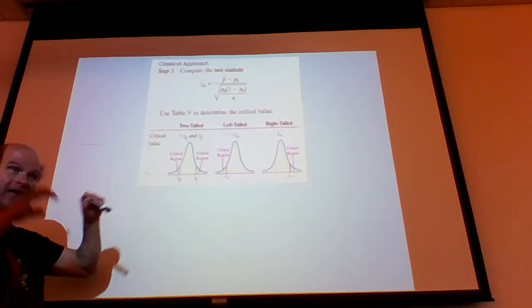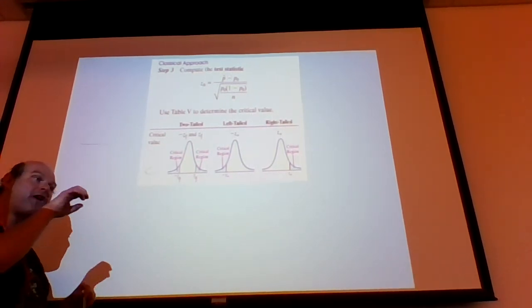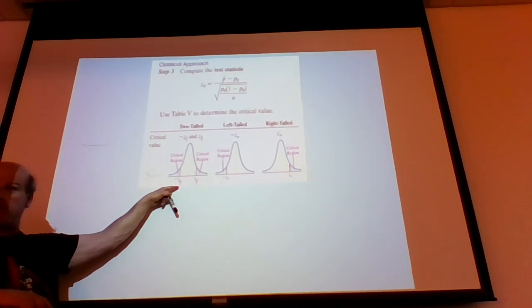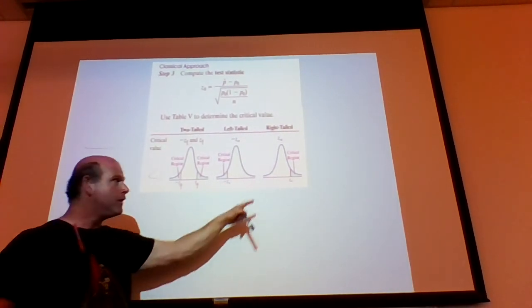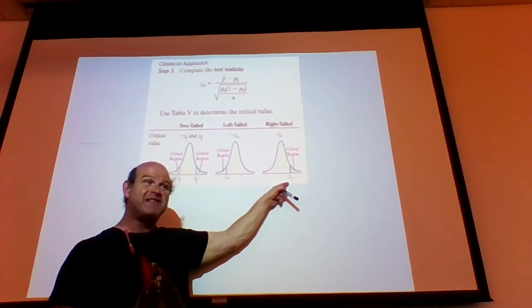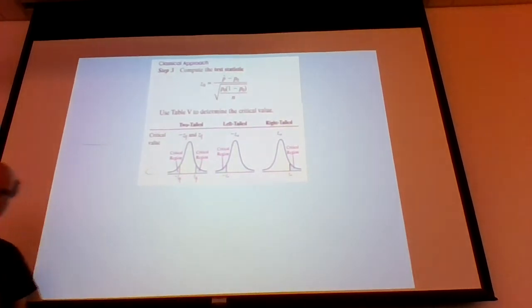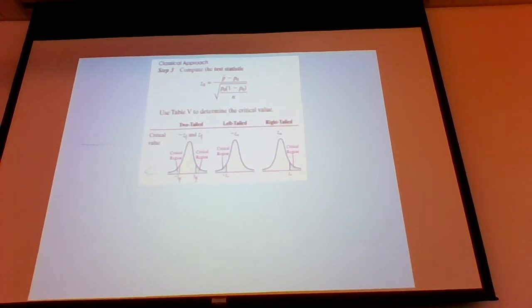Right. It's that probability. It's in the body of the z-tail. You're finding the z-score associated with this probability, with this alpha. And they're all different depending on the situation you have.